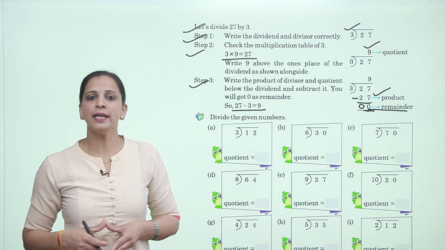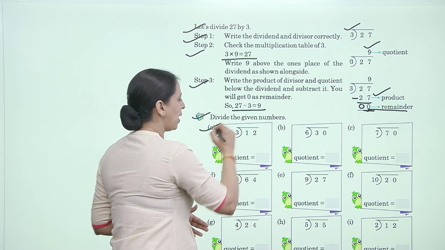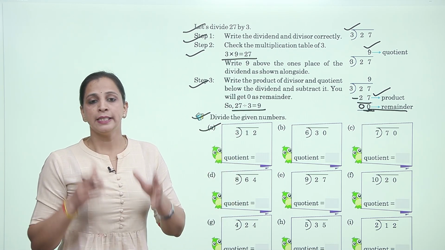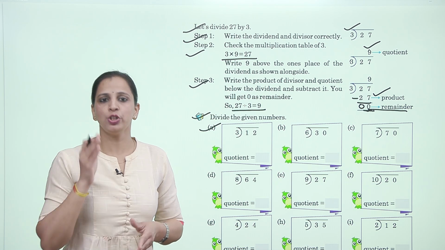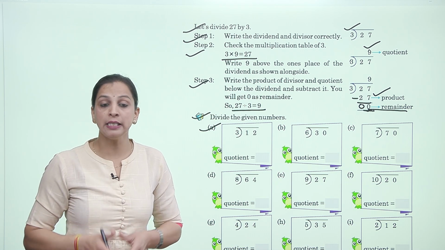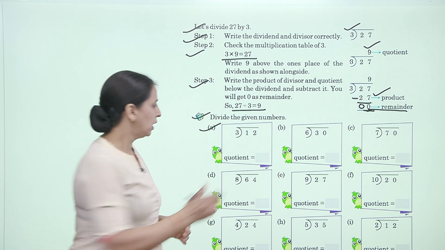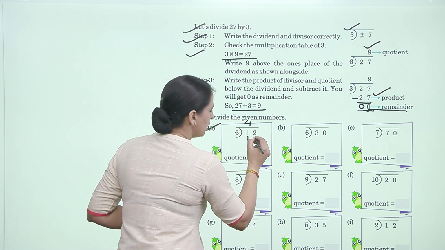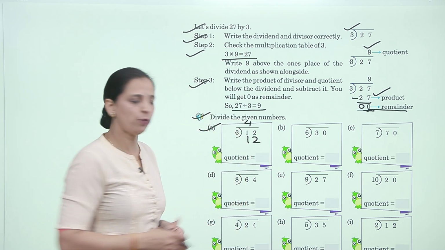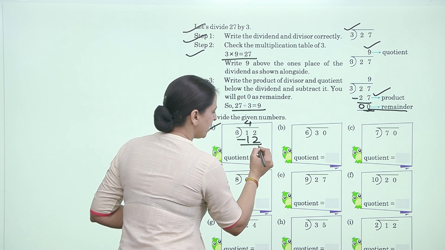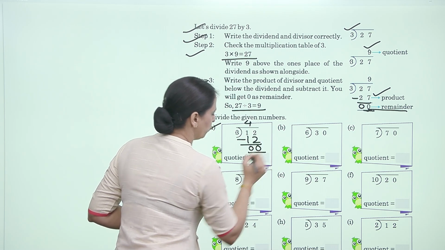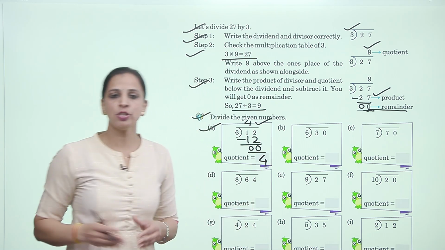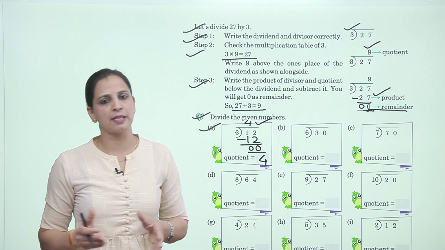Now divide the given numbers. A part, 12 is divided by 3. Now table of 3. 3 ones are 3, 3 twos are 6, 3 threes are 9, 3 fours are 12. The product is 12. Write 12 under 12. Subtract: 2 minus 2 is 0, 1 minus 1 is 0. So the quotient is 4. तो बच्चों सेम मेथड को यूज करते हुए बाकी के पार्ट्स आप खुद ट्राई करेंगे.